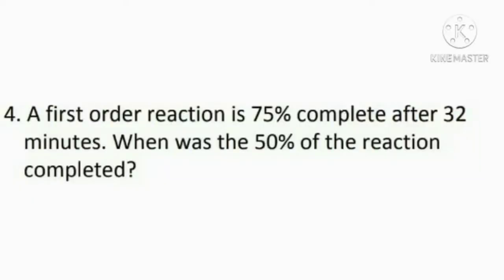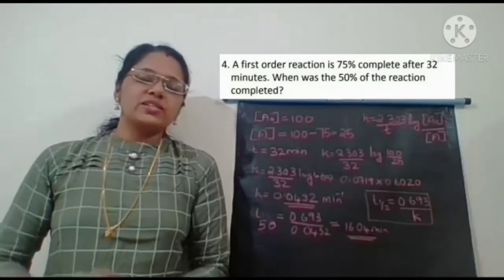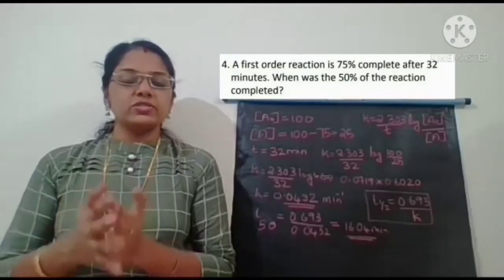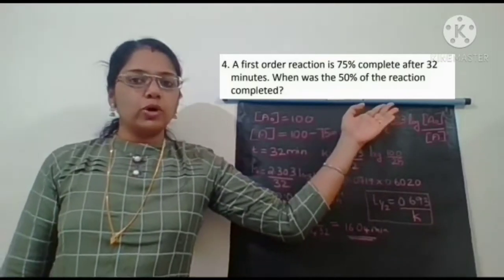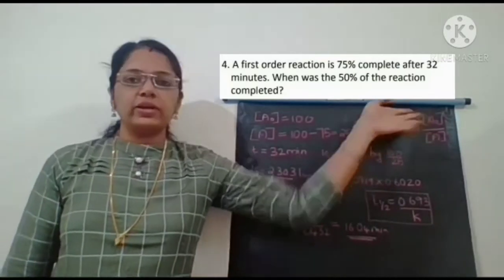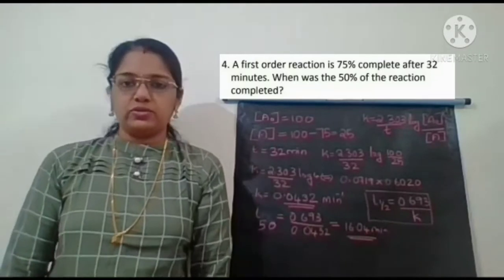Coming to the fourth question, that is, a first order reaction is 75% complete after 32 minutes. When was 50% of the reaction completed? So here also the question is based upon first order kinetics. First order kinetics means the integrated rate equation is K = 2.303/t × log([A]₀ concentration/[A] concentration).